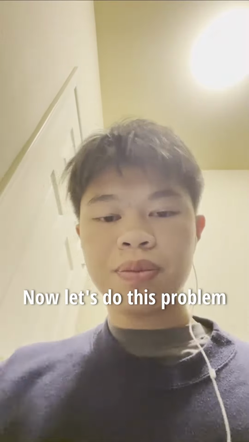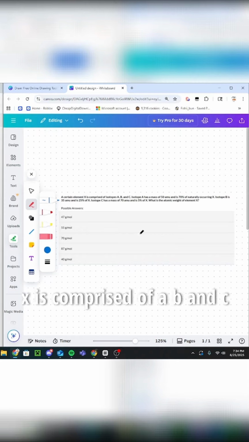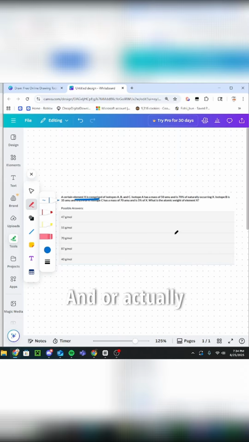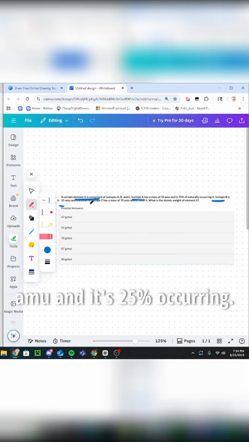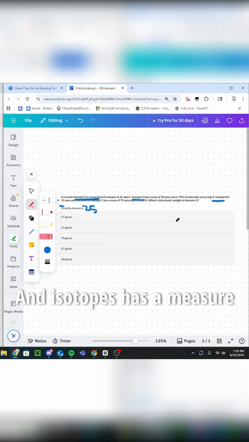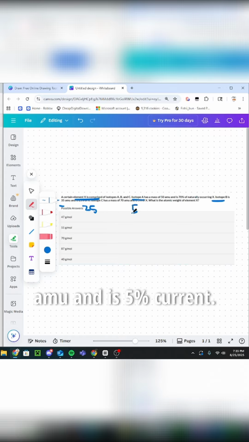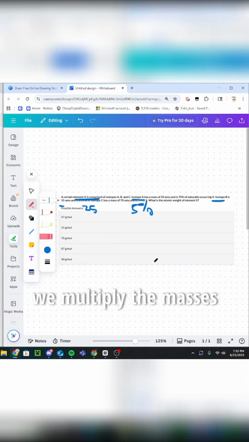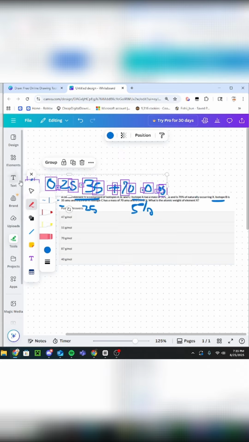Alright, let's go over a problem now. A certain element X is comprised of A, B, and C. Isotope A has a mass of 50 AMU and is 70% naturally occurring in X. So this is an element, and it's made up of these isotopes, where A is 50 AMU and 70% occurring. Isotope B is 35 AMU and is 25% occurring, and isotope C has a mass of 70 AMU and is 5% occurring. So what we do is multiply the masses by the proportion of how much they occur in the element. That should look like this equation.